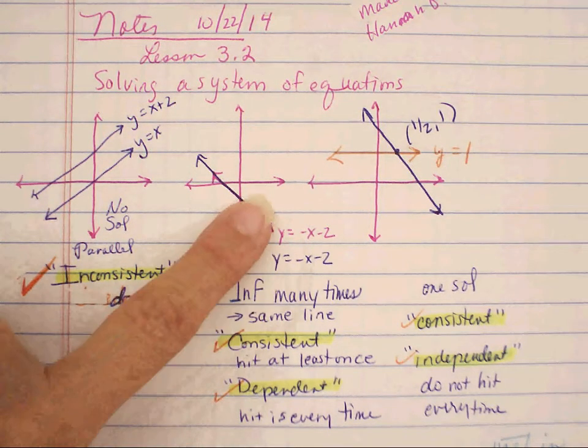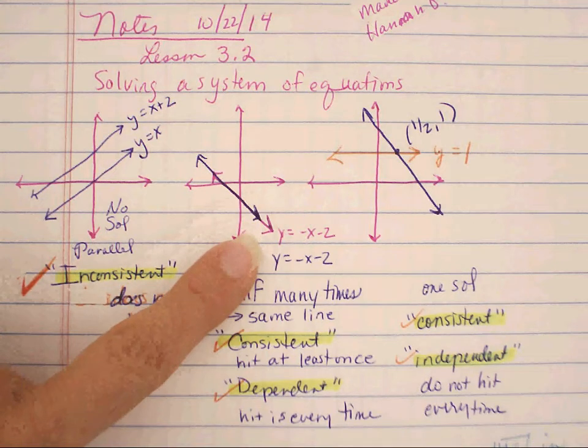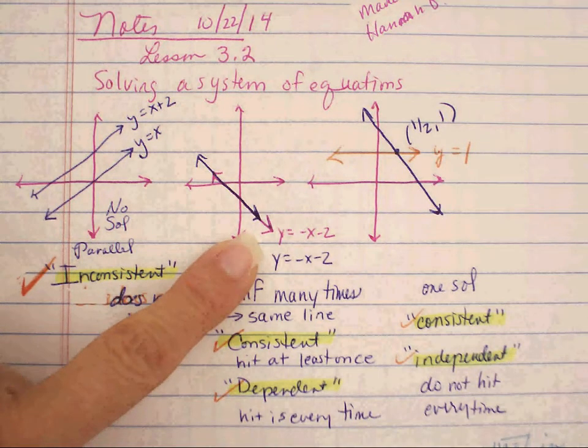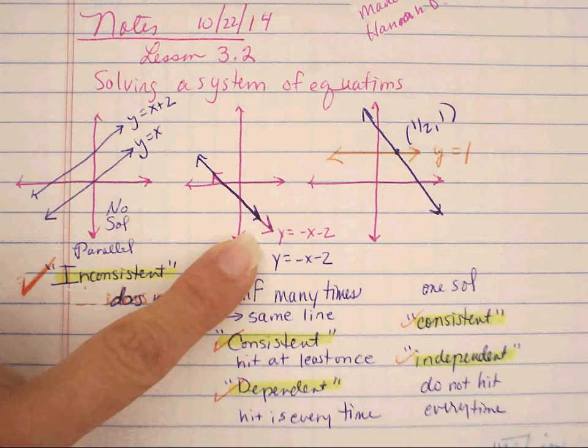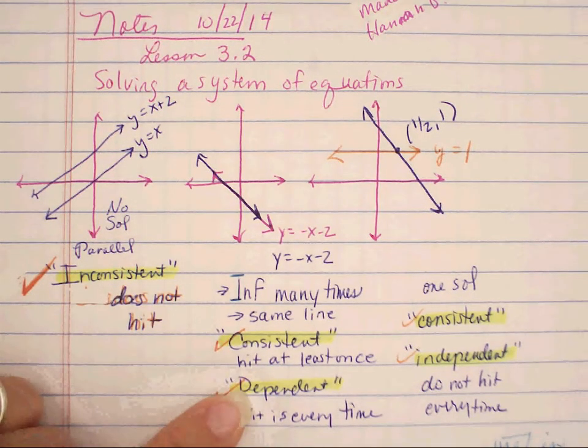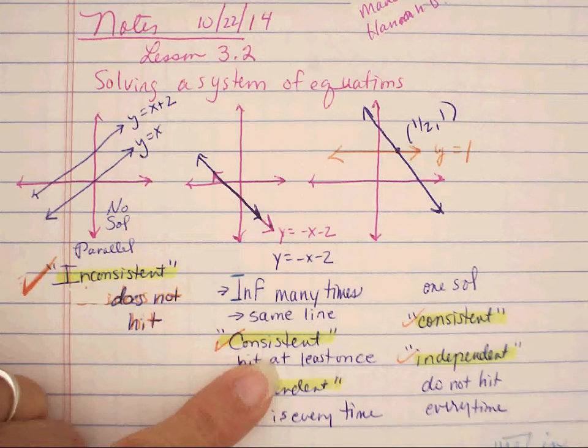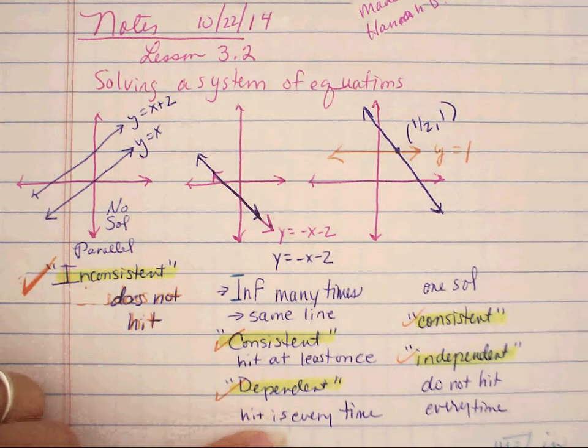How would you describe this blue line and this pink line here? Yeah, overlapping, one on top of the other. How many times is that pink going to hit that blue? Every time, every single time. So that means it has two vocabulary words. It's consistent because it hits at least once, but it's really dependent because it hits every single time.